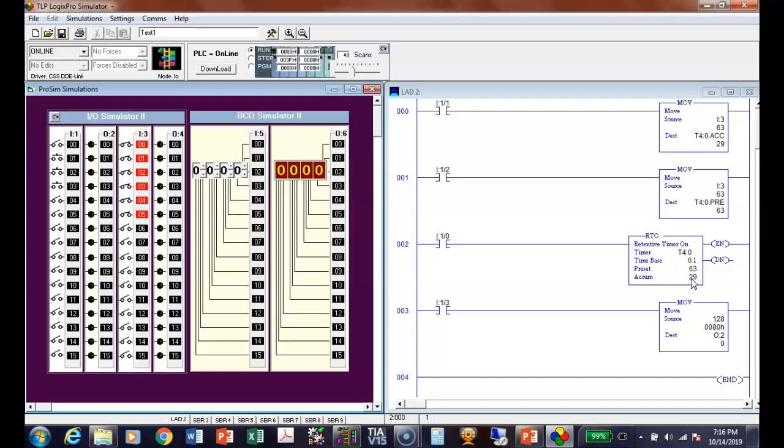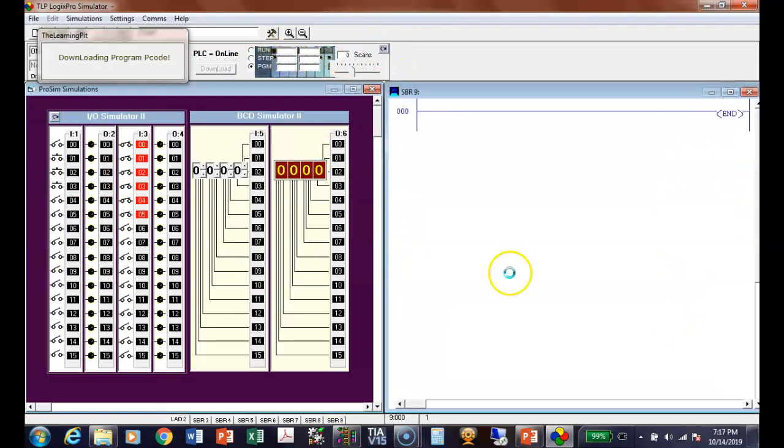A retentive timer holds the time, even when the rung is false, right? So I'm going to come up here and start it, let it time again. This is on delay, so when it gets up to 63, we get the done bit. I come up here and make it false. Now it's 63 on there. I can't use the timer anymore because it's timed out. What do we have to do with a retentive timer to start timing again? Yeah, we have to have a reset instruction, right?